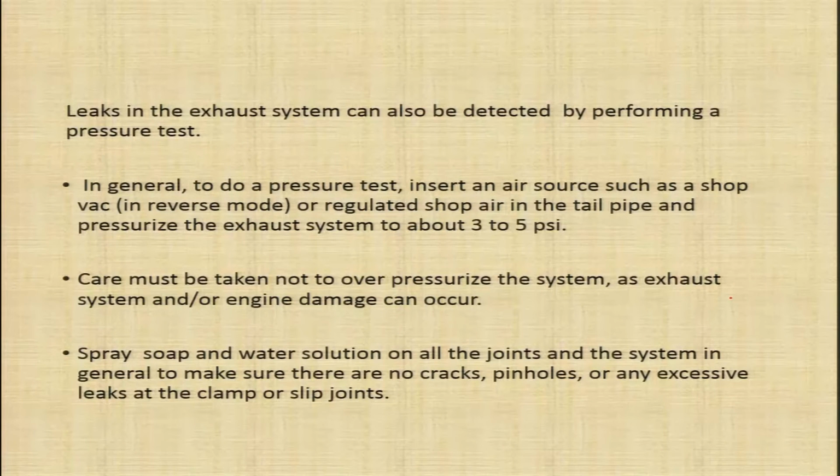Leaks in the exhaust system can also be detected by performing a pressure test. We have seen earlier how the pressure test was done. Apart from visual inspection, a leak test can be done. To do a pressure test, insert an air source such as a shop vacuum in reverse mode or regulated shop air in the tailpipe and pressurize the exhaust system to about 3 to 5 psi.